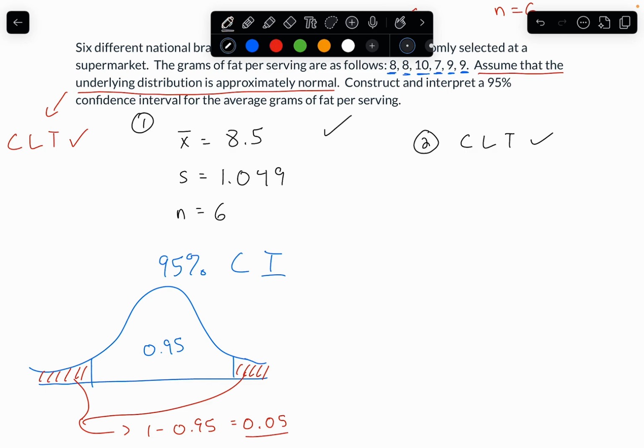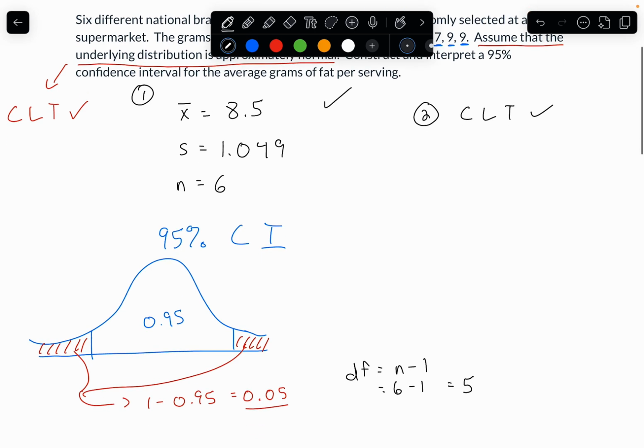One very last thing that I need is my degrees of freedom. Remember, my degrees of freedom we said are n minus 1. So in this case, 6 minus 1, we end up with 5. So we now need to go and find the T star, because that's what we're after here. My T star is going to be a two-tail area of 0.05 with 5 degrees of freedom.